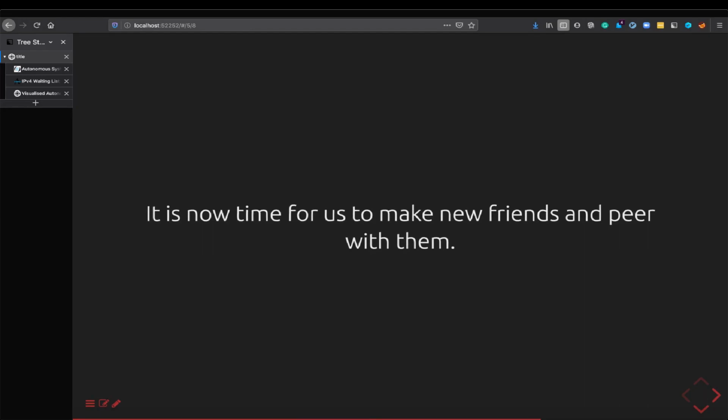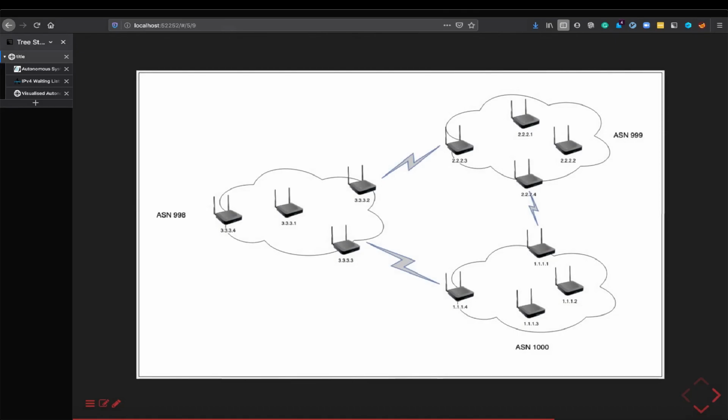So now that we have decided our architecture for our autonomous system, it's time for us to make new friends and start peering with them. Okay, and I did find two autonomous systems next to me, and these are autonomous system 998 and 999. Do not go by the numbering because it seems closer to 1000, but that might not necessarily be the case. The numbers are here just for representation. Similarly, the other autonomous systems also are denoted like a cloud, wherein each of the external gateways or the BGP routers are present on the edge, whereas the internal routers are present inside the cloud. These thunder-like lines here, which are connecting the BGP routers, are basically physical connections between these autonomous systems. Okay, and that's the first step of peering.